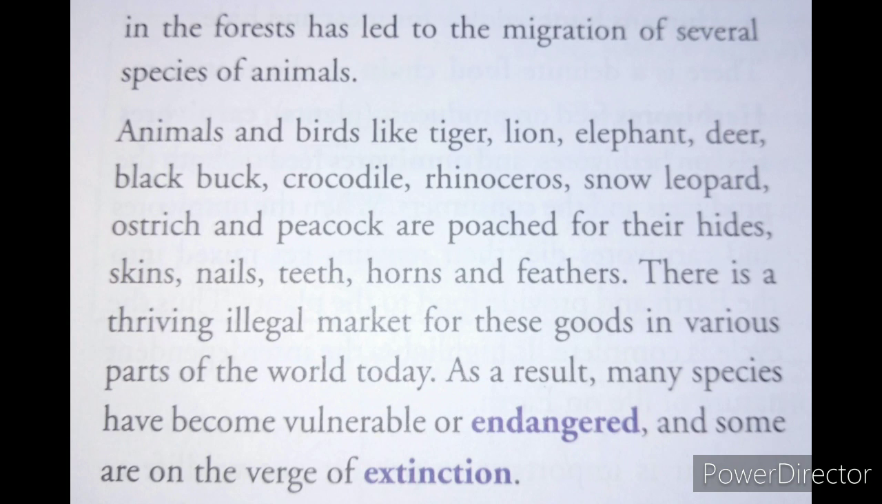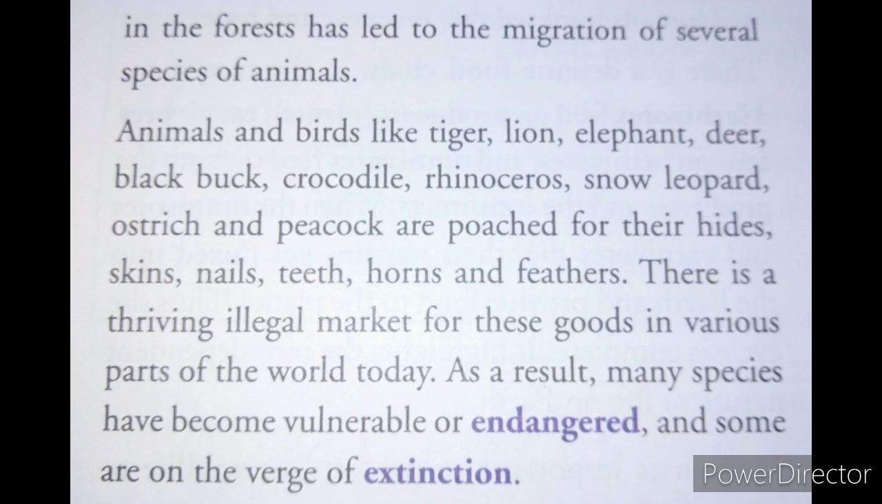Now what is the meaning of poached? It means that many animals are hunted. People hunt for their fulfillment and private interest. People sell their skins, and not only skins but also nails, teeth, horns and feathers. So there is a thriving illegal market for these goods in various parts of the world today. People go there and sell these things and earn good money. That is very ridiculous.